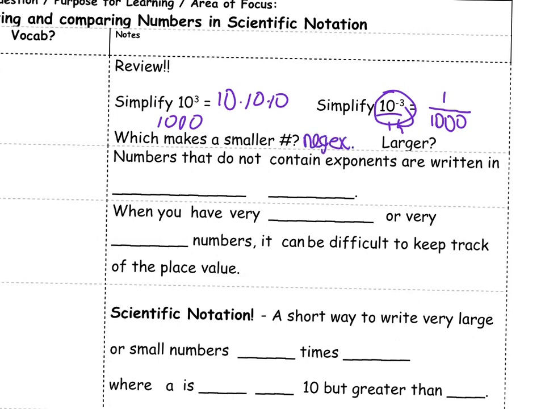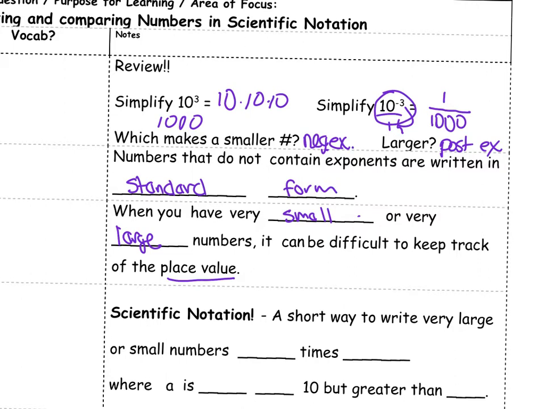A negative exponent makes the number smaller. A positive exponent makes the number larger. So numbers that do not contain exponents are written in standard form. So when you have very small or very large numbers, it can be difficult to keep track of the place value. So that is why we use scientific notation.